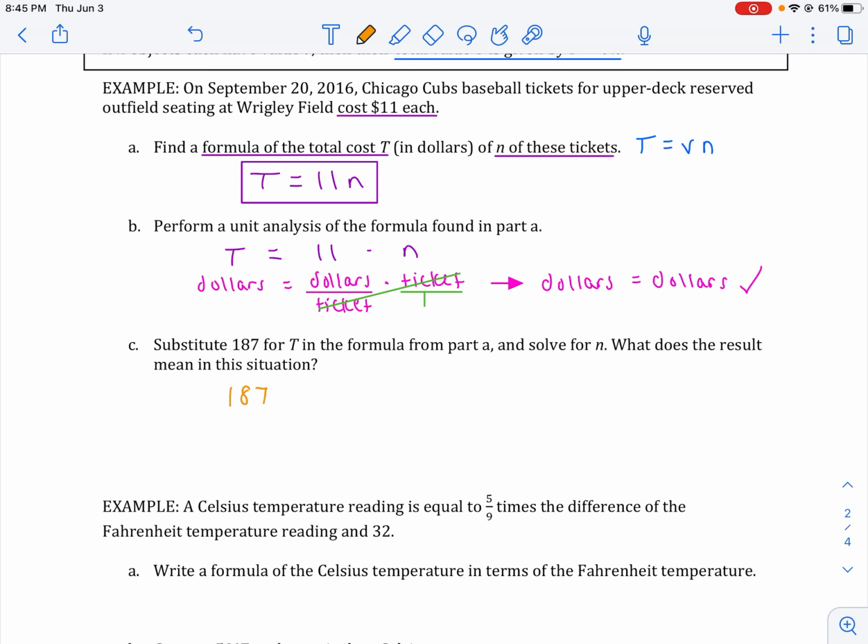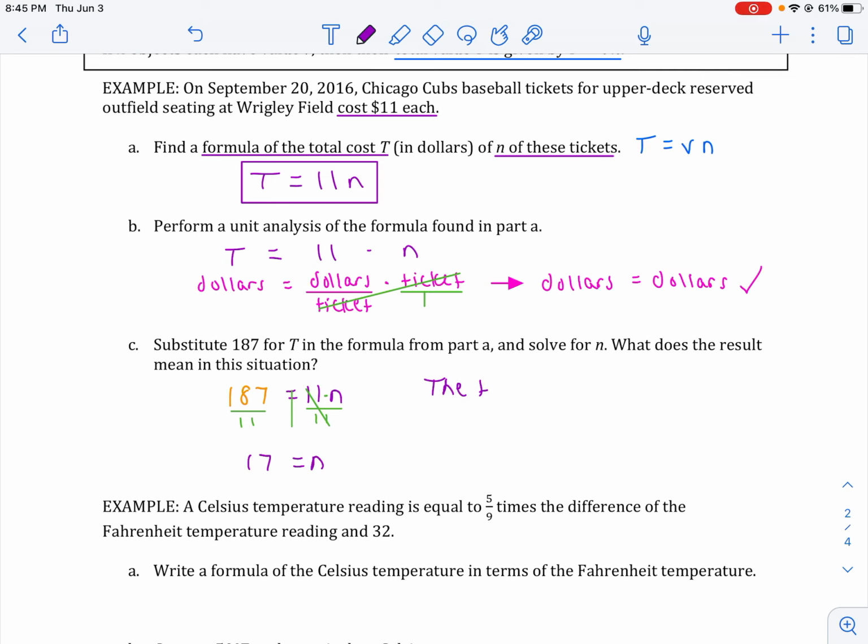So we plugged in 187 for T equals 11n. Again, to get n by itself, we need to get rid of the multiplication by 11, so we're going to divide both sides by 11. So in our calculator, if we take 187 divided by 11, it does come out nicely to 17. So n equals 17, where n is the number of tickets.